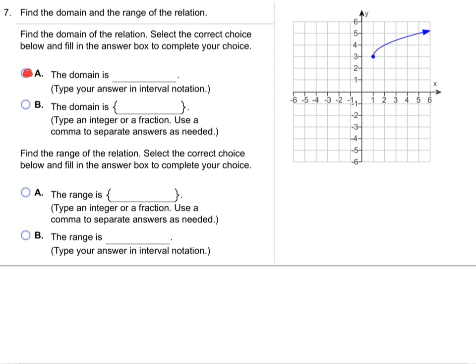So domain, always choose the interval one. You put a bracket, 1, and then you have infinity. So left edge, right edge. What's the left edge? 1, right here. And the right edge is infinity because it goes right forever, doesn't it? Bracket 1 to infinity. We good?